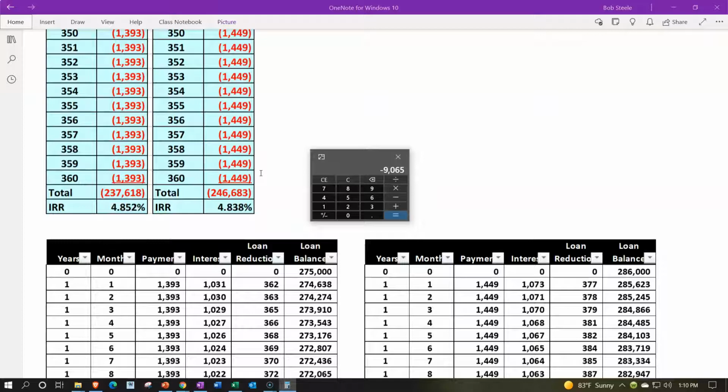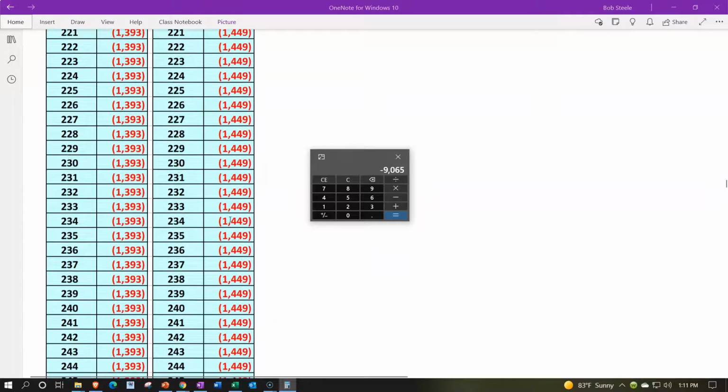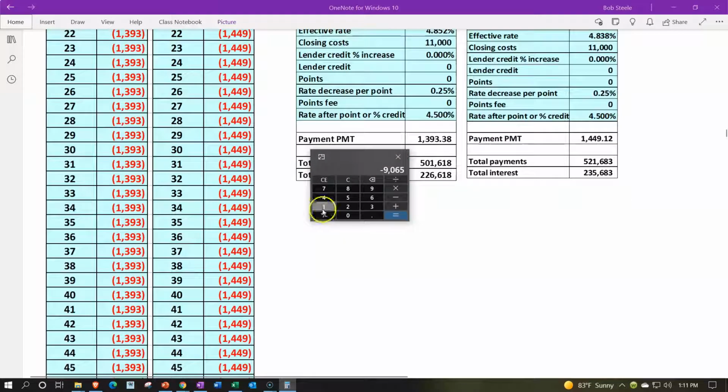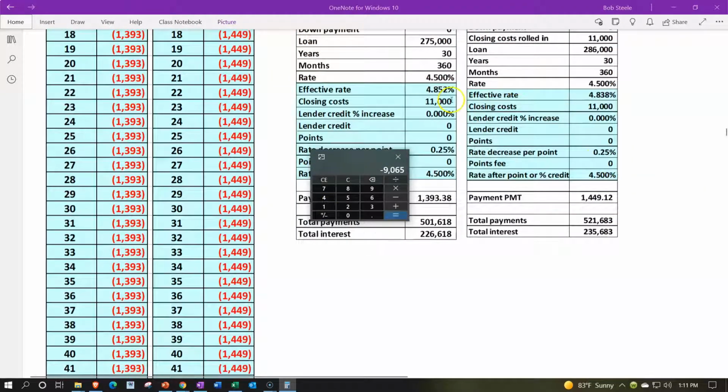We got a difference of 9,064, and then we've got the IRR, which is basically the equals IRR of this whole column, then times 12 to get the yearly rate, and that comes out to the 4.852 and the 4.838, which should be the same as our effective rates that we calculated up top right here. We got the 4.852 and the 4.838.